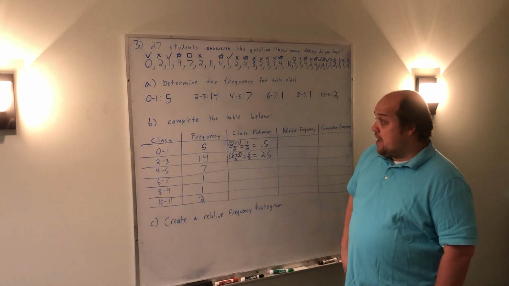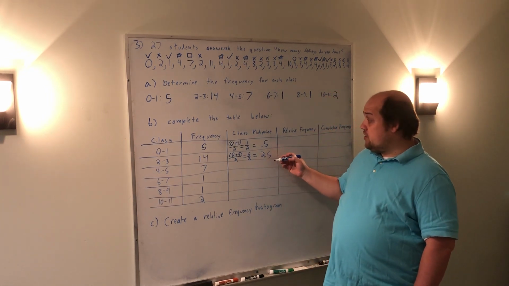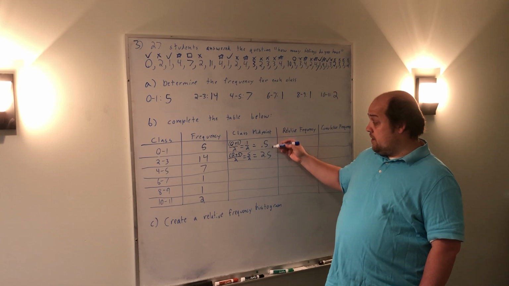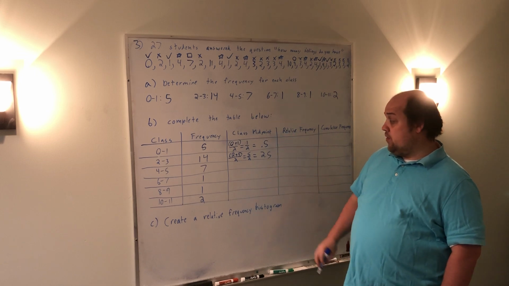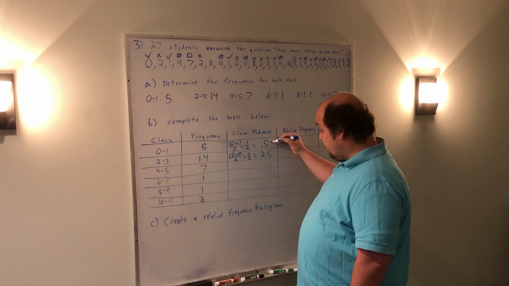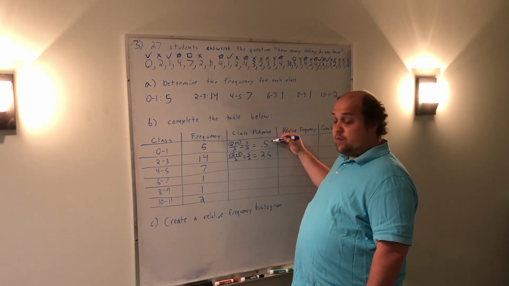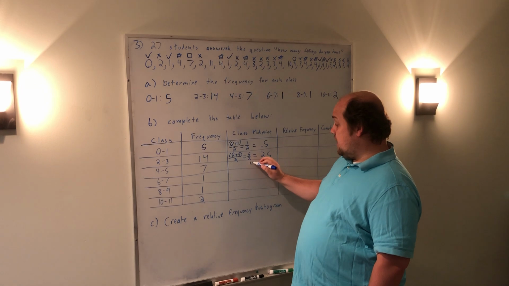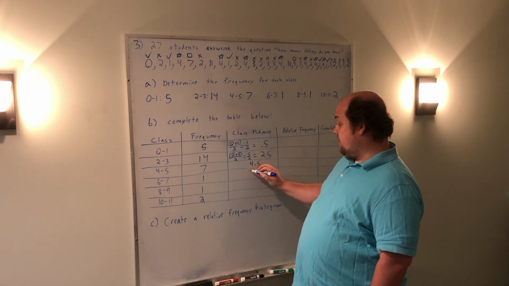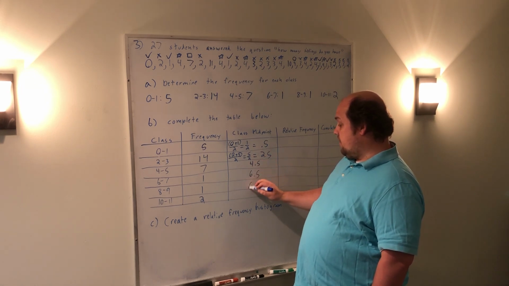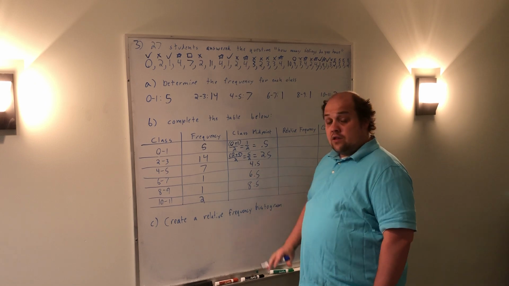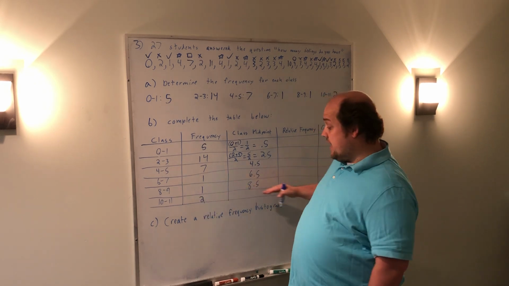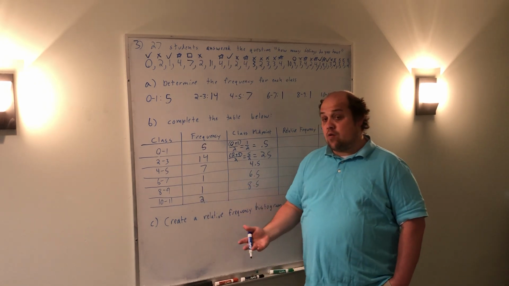What's normally going to happen every time is if you just add your class width to the first midpoint, that's going to be the midpoint of each of the next ones. So the first midpoint was 0.5, the class width was 2, 0.5 plus 2 got me to 2.5. Adding another 2 gets me to 4.5, 6.5, 8.5.